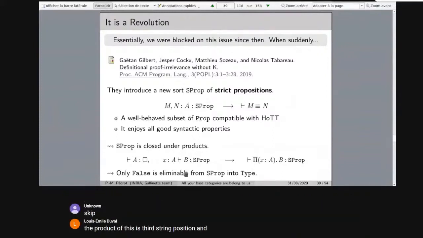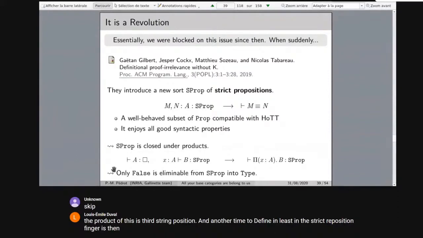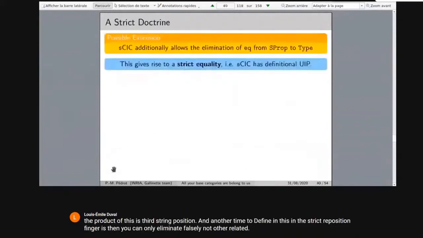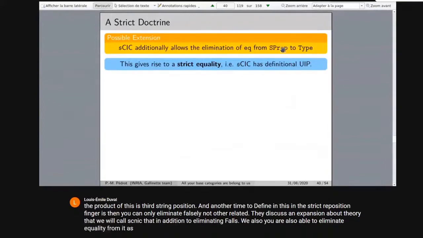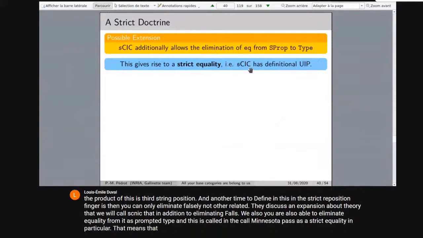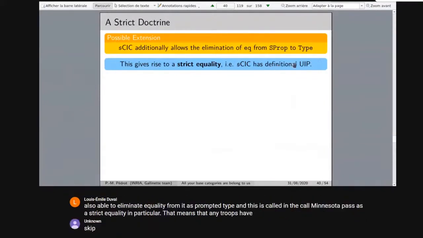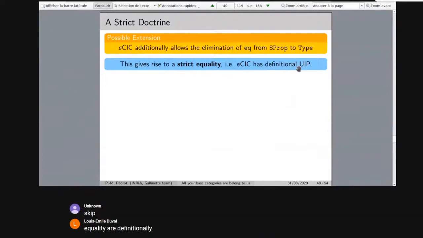And at the level of inductive types defined in the strict proposition sort, you can only eliminate falsity, not other inductive types. They discuss an extension of that theory that we will call SCIC, that in addition to eliminating false, you are also able to eliminate equality from S-prop to type. And this is called in the columns of hot a strict equality. In particular, that means that any two proofs of equality are definitionally equal. So it has definitional IP.